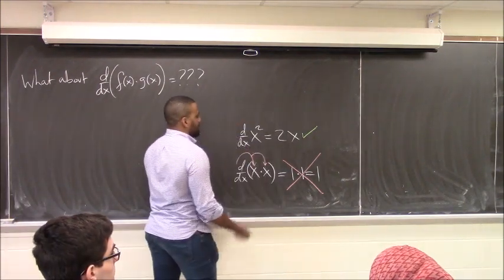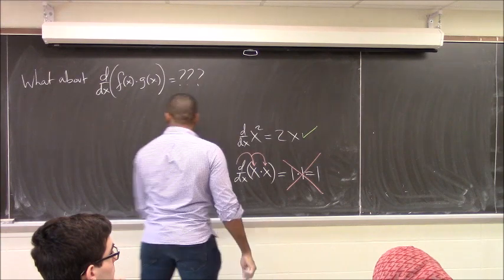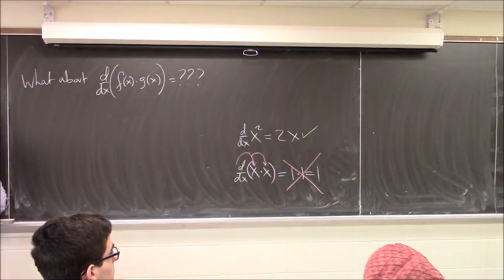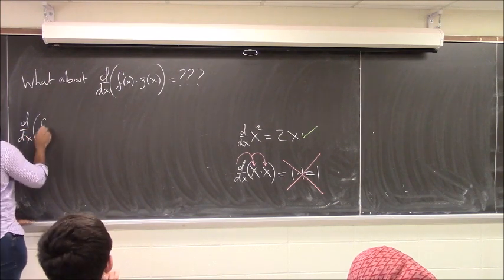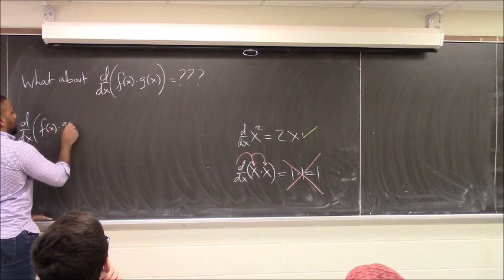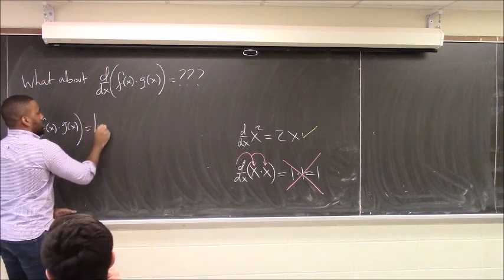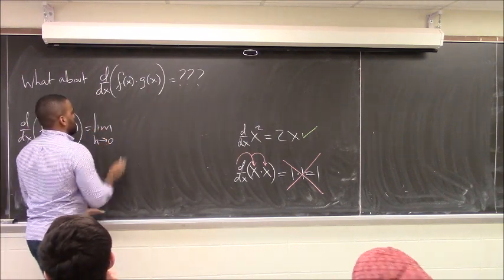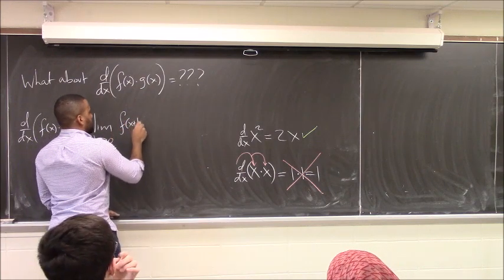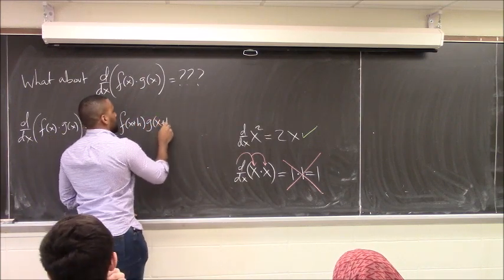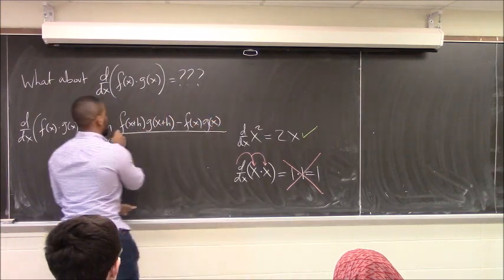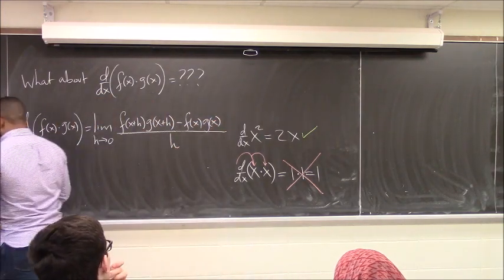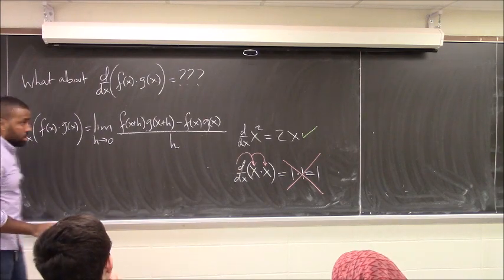So now the question is, how would you differentiate a product? If you don't know how to do something, well, you go back to the definition. So that's what we're going to do. This is going to be the limit as h approaches 0. Now all we have to do is figure out what that limit would look like.